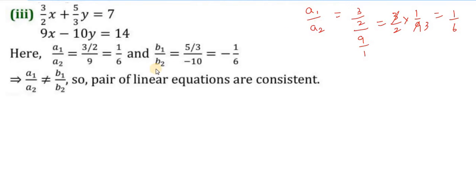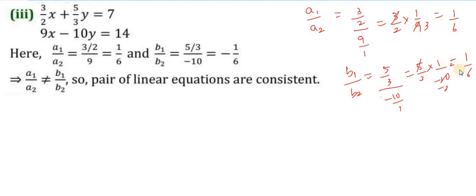So therefore a1 by a2 is equal to 1 by 6, and b1 by b2 is also 1 by 6. Why? Because b1 by b2 is equal to 5 by 3 divided by minus 10 by 1, which is equal to 5 by 3 into 1 by minus 10. So 1 fives are 5, minus 2 fives are minus 10. Okay, so what we're going to get is not only 1 by 6, it is minus 1 by 6. So b1 by b2 is equal to minus 1 by 6.